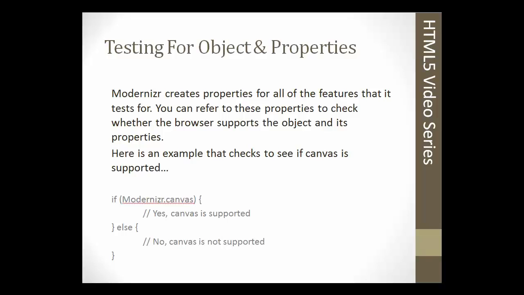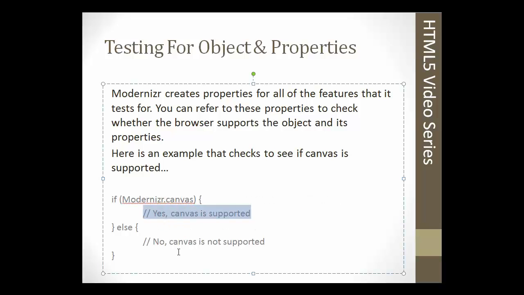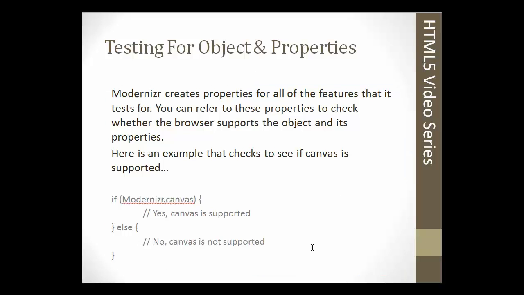Modernizr creates its own properties for each feature that it tests for, whether it's canvas, drag and drop, and you can refer to these properties to check whether the browser supports the object and its properties. So here's an example, very simple. Modernizr creates an object .canvas. If it's supported, then you would add your HTML5 code. If not, then you could display a message saying update your browser or whatever it is you want to do.